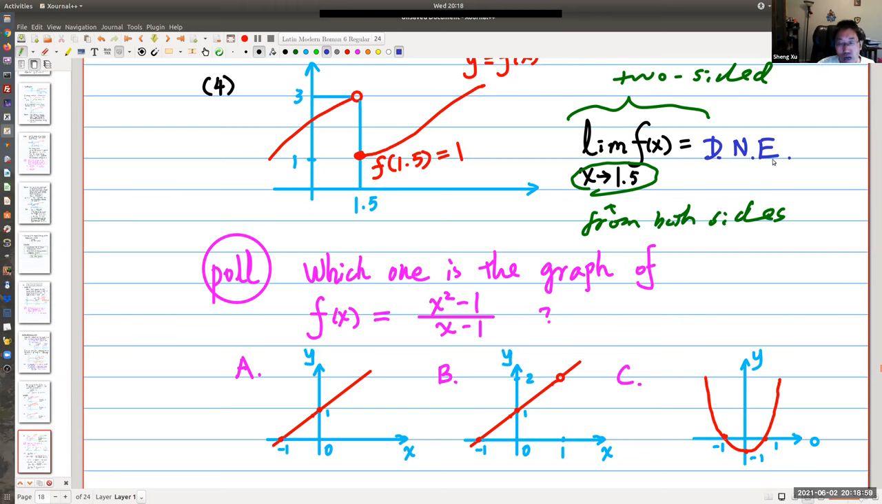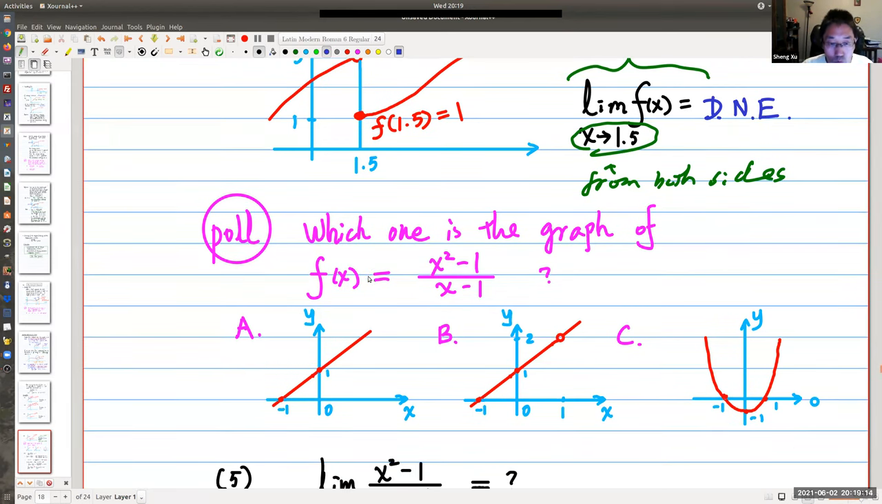Okay, now I think we have a good understanding of the intuitive definition of the limit. So keep in mind, approach from both sides, but we never step on that a. So how about this problem here? Which one is the graph of this rational function, x squared minus 1 over x minus 1? 30 seconds.